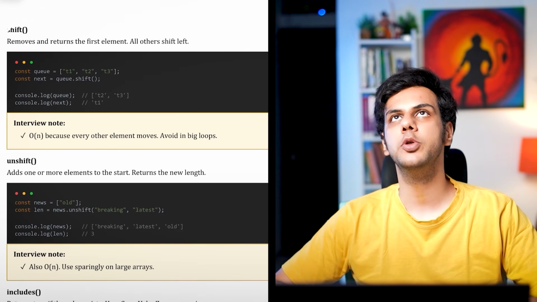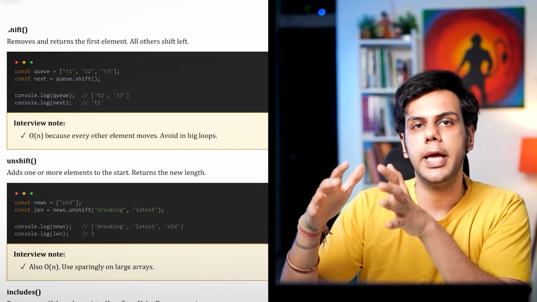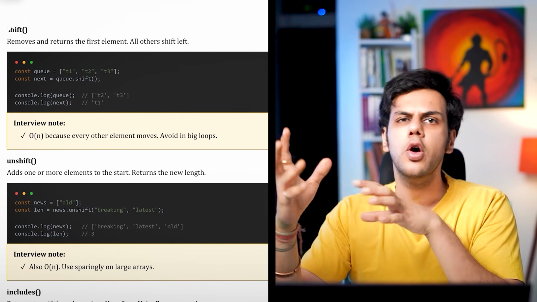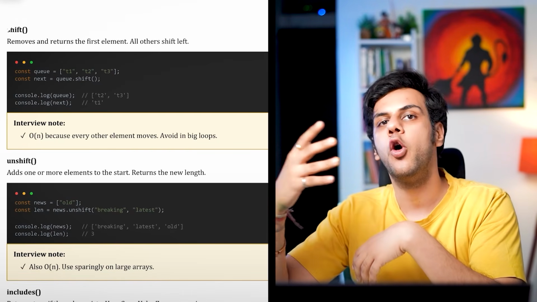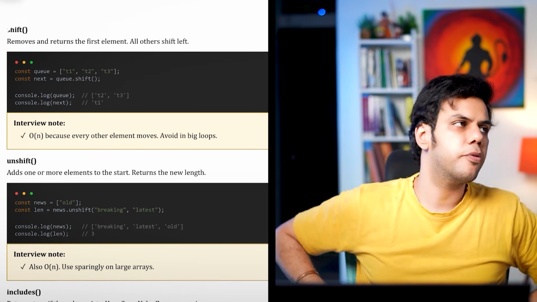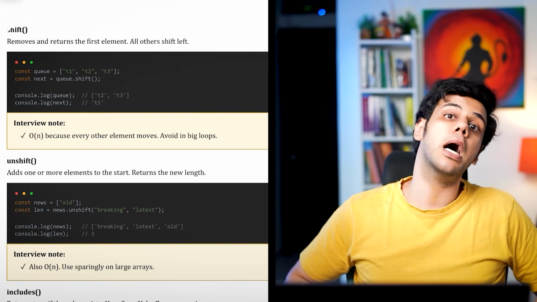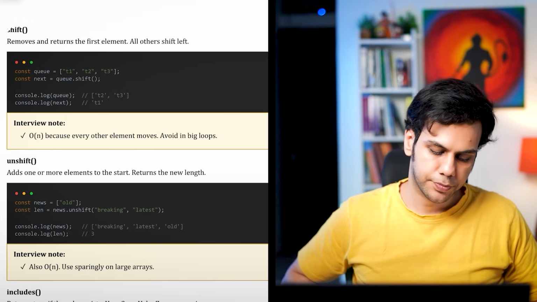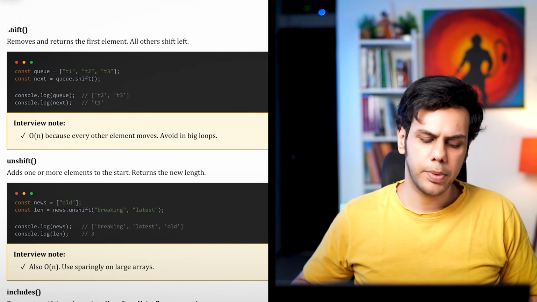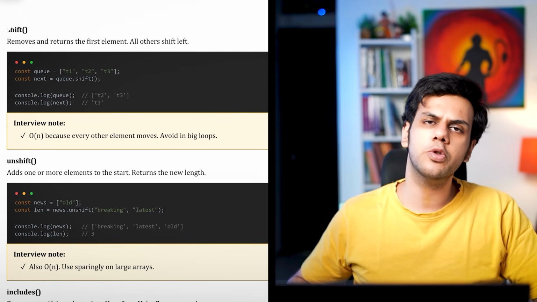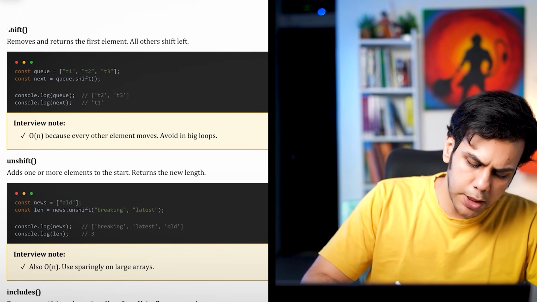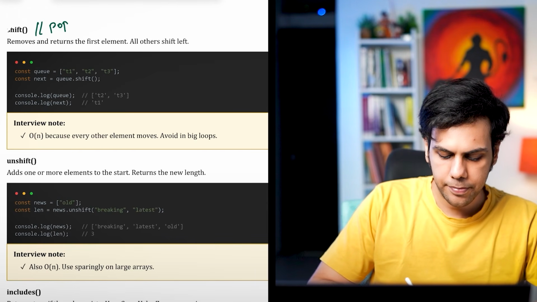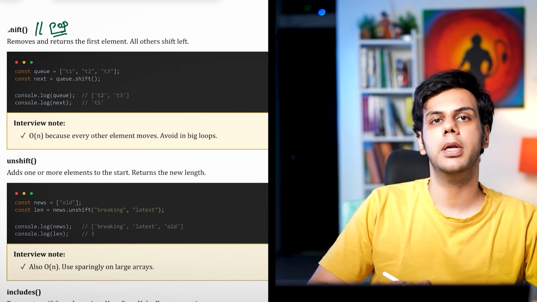See, with the help of push and pop, we were technically playing with the end of the array, right? We were either appending something at the end or removing the element from the end. But what if I want to remove the element from the start, meaning from the 0th index? That's where shift comes into the picture. Shift is pretty simple. Shift is very much similar to your pop method.